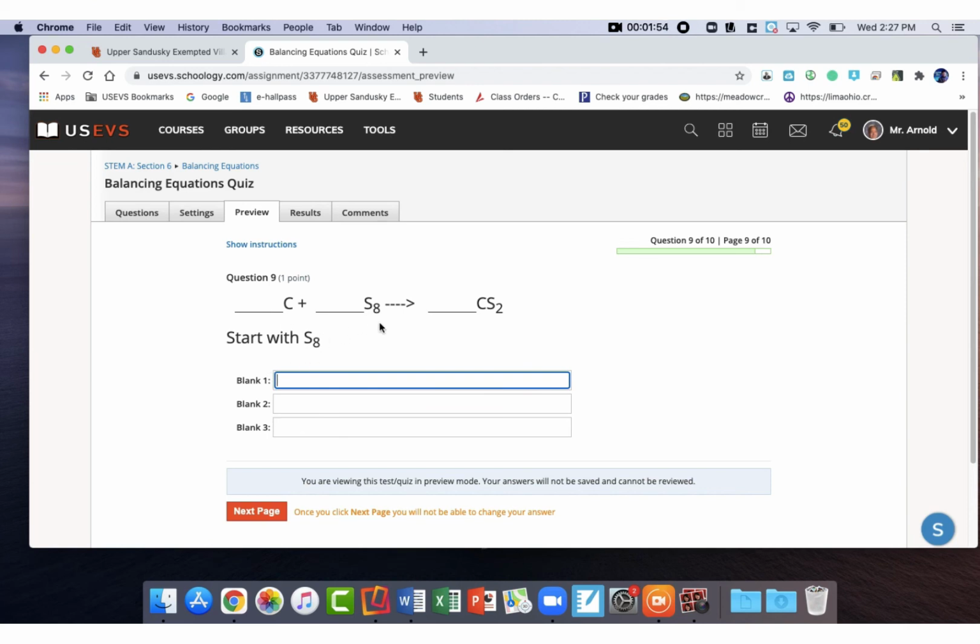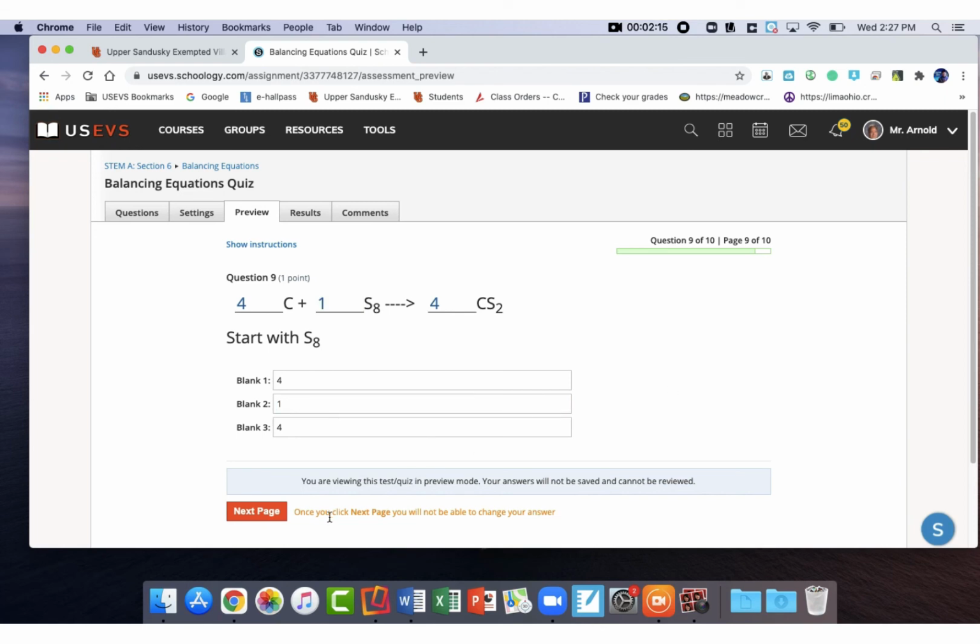All right, so we're going to start here with the S8. There's S8 again, right? So we have 8 S's on this side. On this side, we have a 2. So what times 2 equals 8? By golly, that's a 4, right? That gives me 4 C's, so I can fix that first space with 4. I'm back to where I started, so that's 1. So, oh, that's a 4, 1, 4.